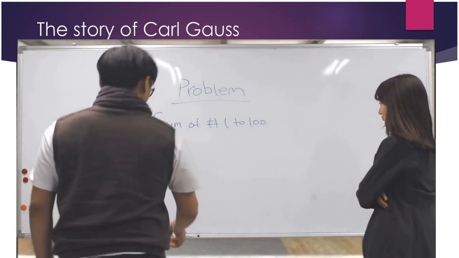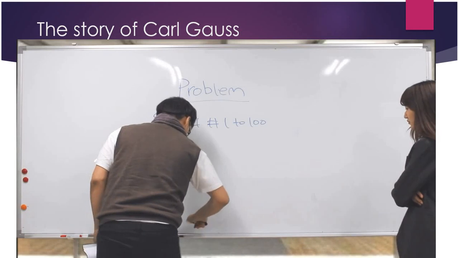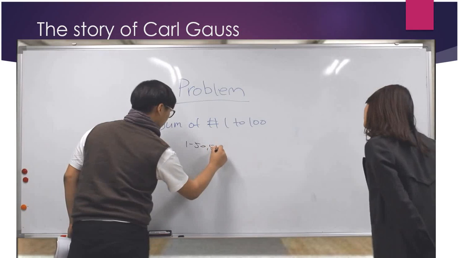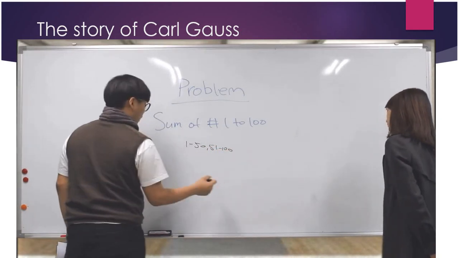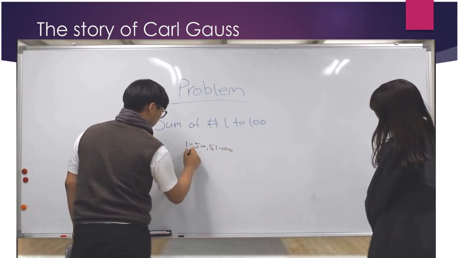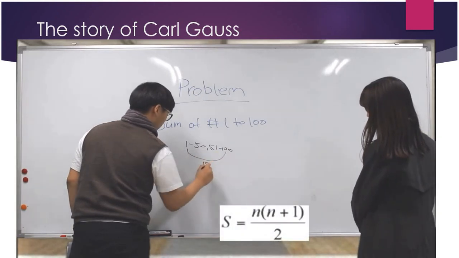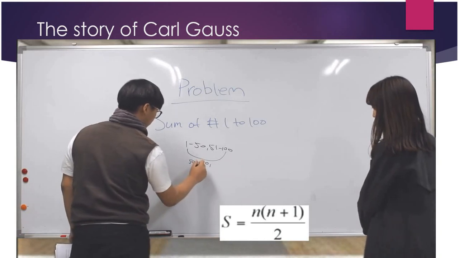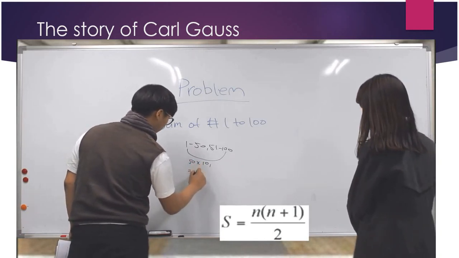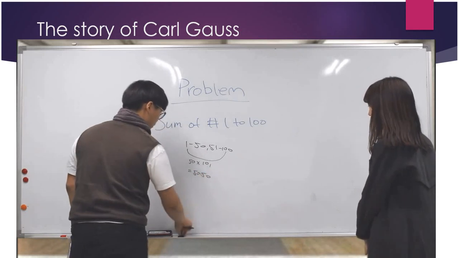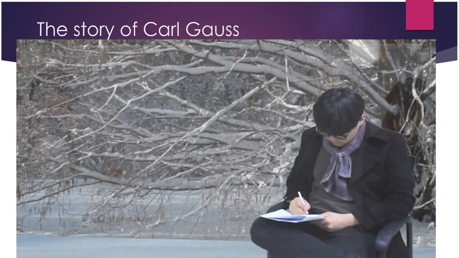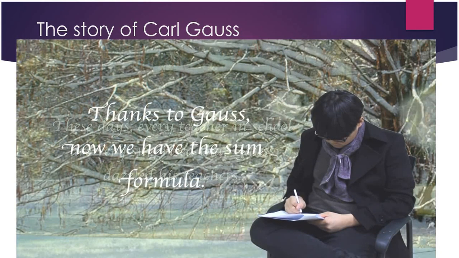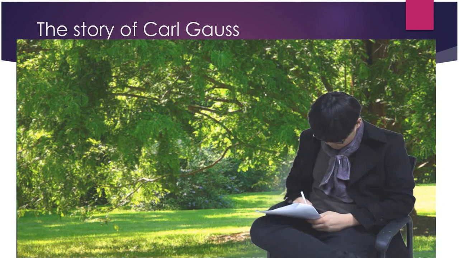So I split the numbers into two groups, 1 to 50 and 51 to 100. Then I can add the numbers into 101, and so there will be 50 of 101, and if I multiply 50 and 101, it comes out as 5,050. Wow, I didn't even know that. On this day, every teacher in the school was very surprised that Gauss dazzled his teachers. Thanks to Gauss, now we have a sum formula.